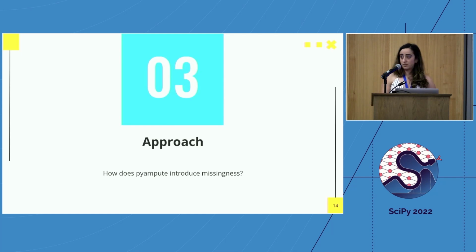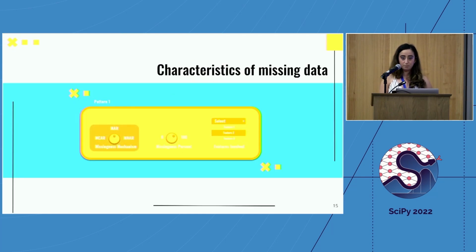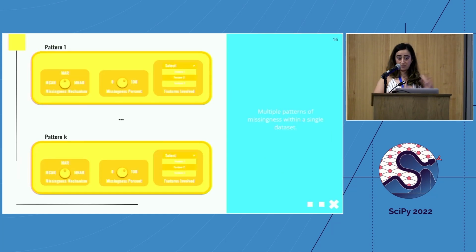So what ingredients go into concocting missing data? Well, one is the missingness mechanism, but we also want to know how much data we want to be missing, what features we want to be missing, and what features we want to influence the missingness of our incomplete features. In the real world, I just gave the missing completely at random example, but it's not just one kind of missingness occurring in your data set. There are so many processes going on. So Pyampute actually allows you to specify any number of patterns to reflect this.